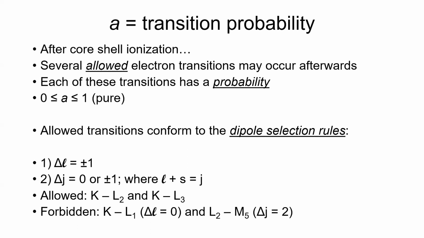But forbidden, for instance, right, would be something like L1 to K, okay? So I'm going from the L1 to the K shell. This is a delta L of 0. And if I did, for instance, M5 to L2, right, because you ionize this state and you come from the higher state, right? That would be a delta J of 2, so that would not be allowed, okay?